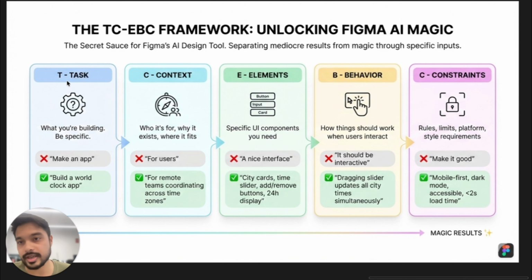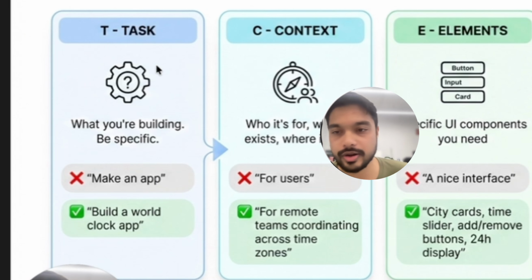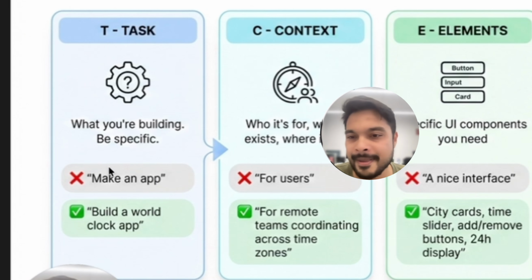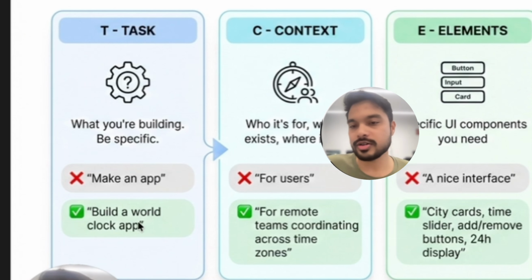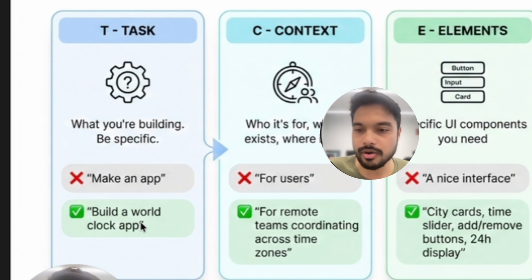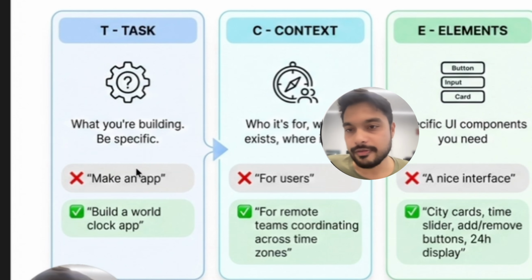So the first thing is task. You have to describe what you're actually building, and you've got to be specific. We cannot just say make an app. That's too vague. That allows the LLM to go in 100 different directions and give you something that you don't really expect. What we can say here is, okay, we're building a world clock app, and of course you can get more descriptive, more engaging with it. But the first step is task.